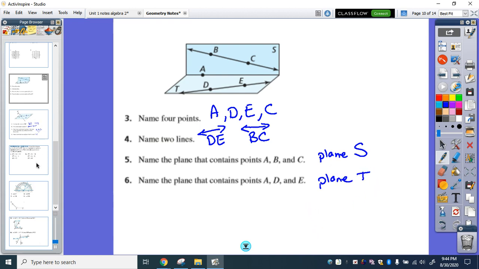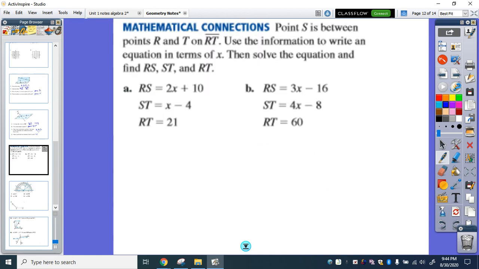All right, let's keep moving. The next portion we're going to look at is our segment addition. Now, they gave us the instructions for what the segment looks like. Point S is between R and T. So, both of these are going to have a segment with R, T, and S somewhere in between.